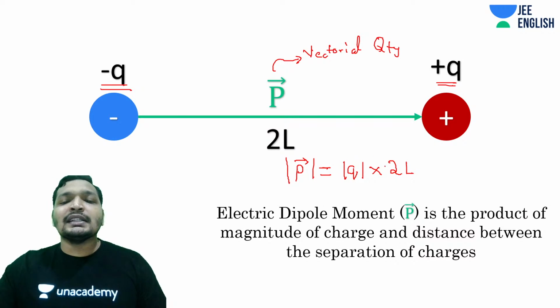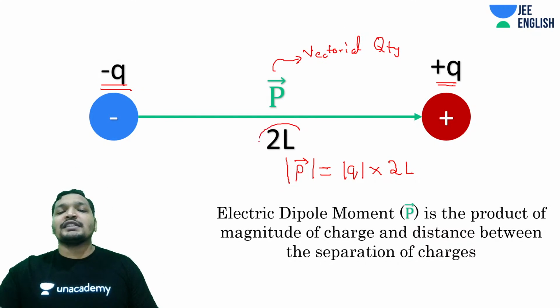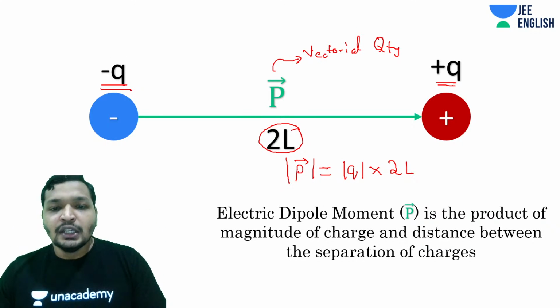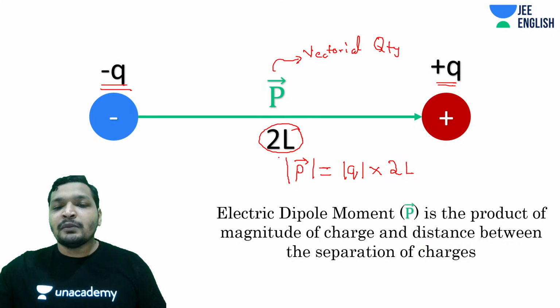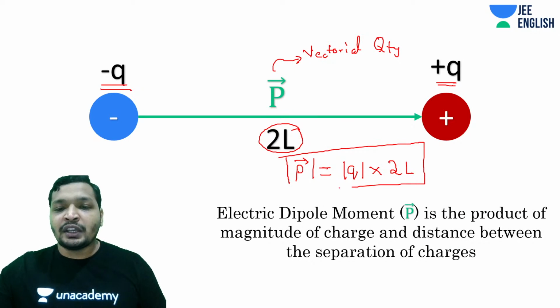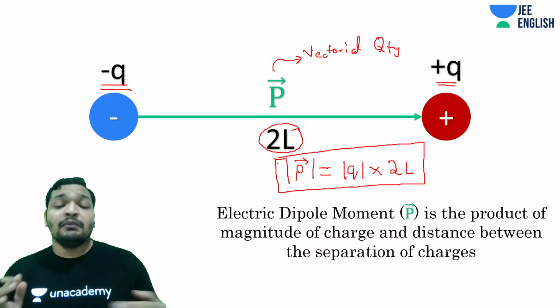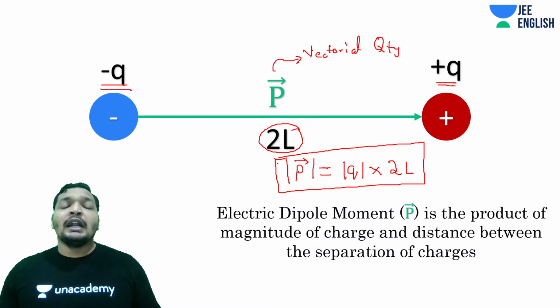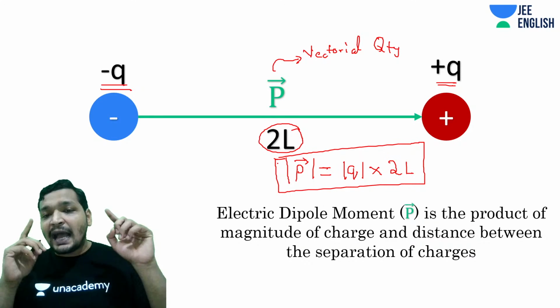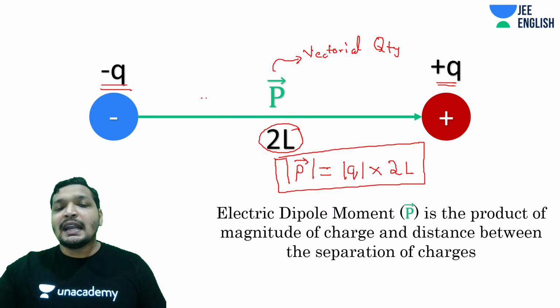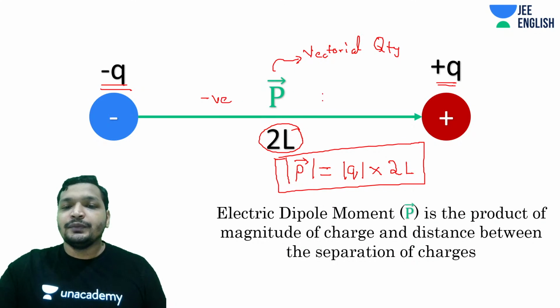What is this 2L? 2L is coming because of the distance of separation, not because of two charges, but the distance of separation between them. So this is how we define dipole moment, guys. This is just talking about the quantity. The magnitude of dipole moment is nothing but product of magnitude of charges multiplied by the distance between them. And do remember, dipole moment as such is a vectorial quantity. What is the direction? From negative to positive.